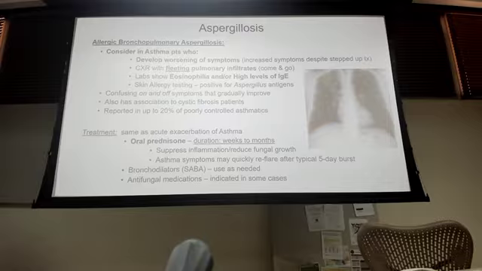Bronchodilators as needed to help with that. Typically, if they're known asthma, they already have that PRN, you may just tell them, hey, you may need to take this more frequently. And then antifungal medications indicated in some cases. But if you suspect this, typically these are going to get referred to pulmonary or allergy clinic and let them work them up, or they may advise you on how to work them up.